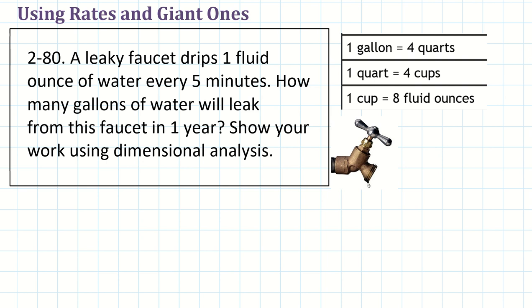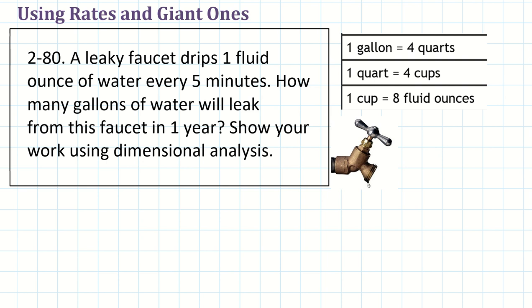So we're going to look at a few examples that were in the classwork, and then we're also going to look at some of the problems that were in the homework. Some of the homework problems you can do in different ways, but I want to focus on doing them from this unit rate and giant one perspective. So let's start with question 80.